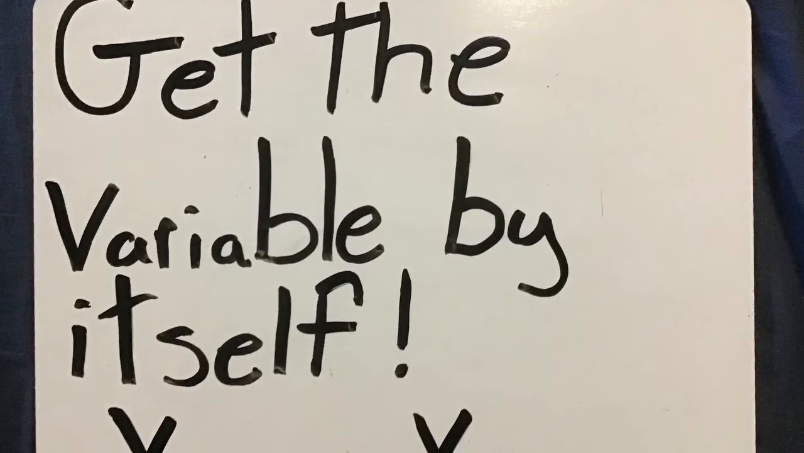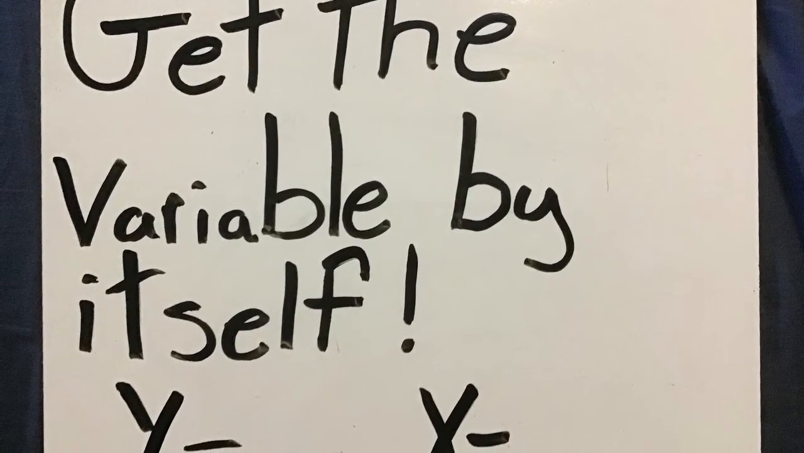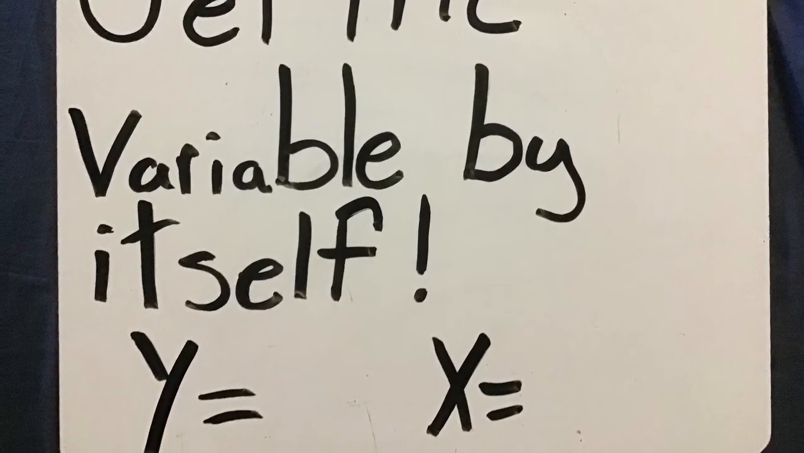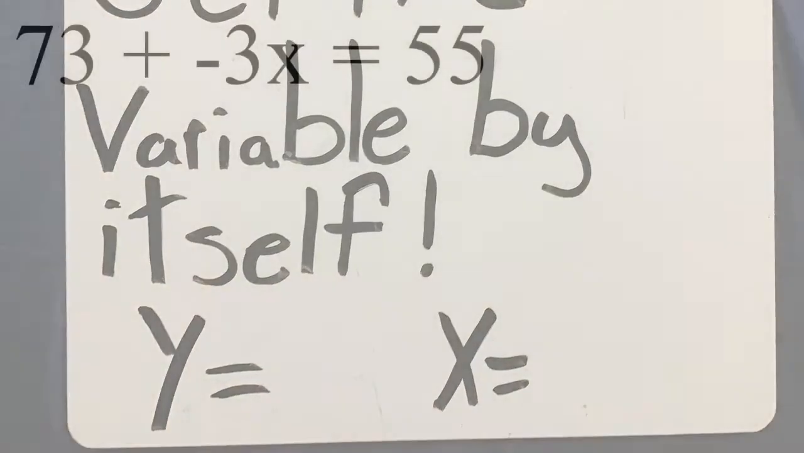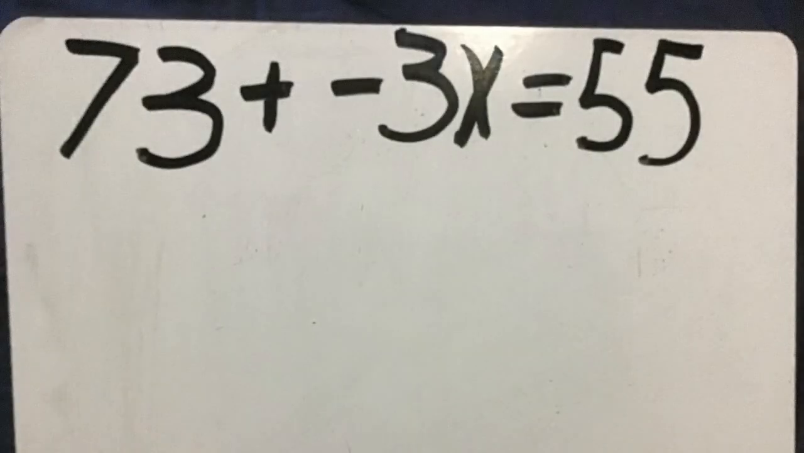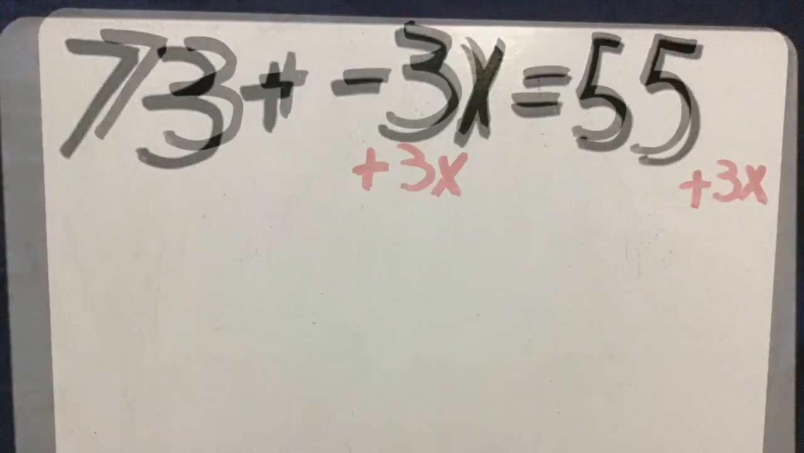Now let's make those expressions equal something and solve them. The goal here is to get the variable, the letter, by itself. So we have letter equals something. We're going to work with this example problem. And in it, I can see that my variable is x, and here it's a negative 3x. In order to turn this into an x equals, I need to make that x positive.